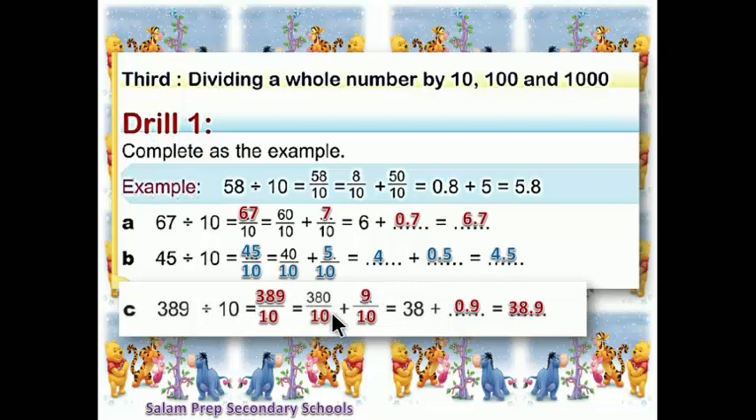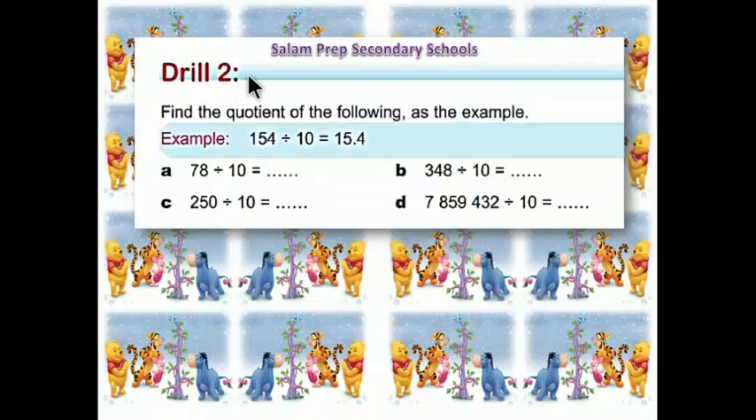380 over 10. We can remove this 0 with this 0. 38 divided by 1 equal 38 plus 9 over 10 equal 0.9 equal 38 plus 0.9 equal 38.9. Now we will solve drill 2.